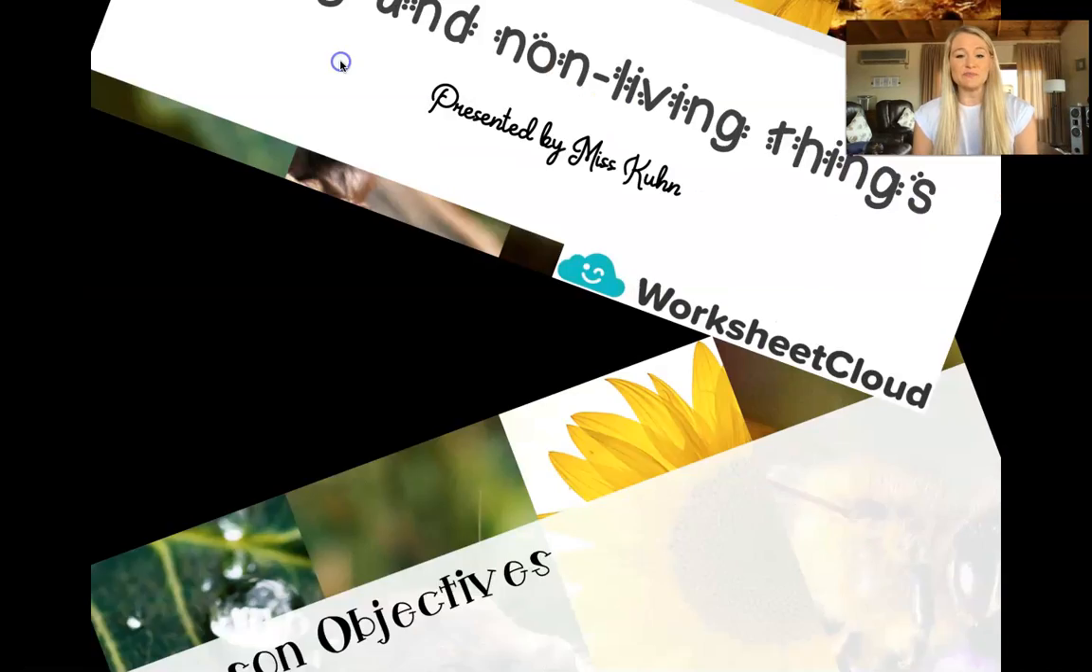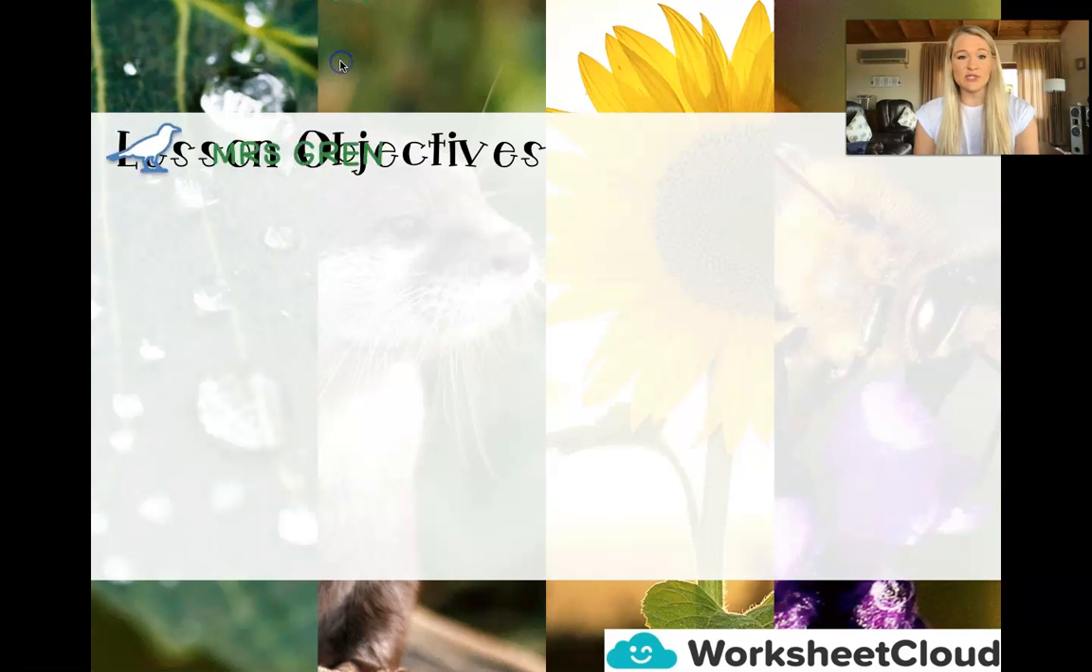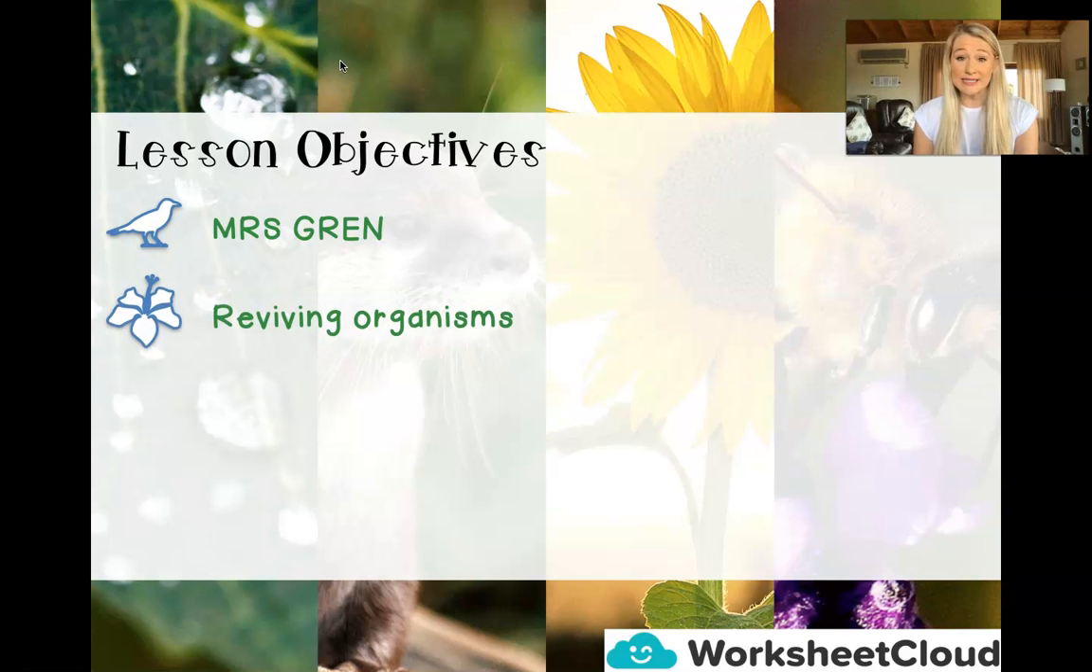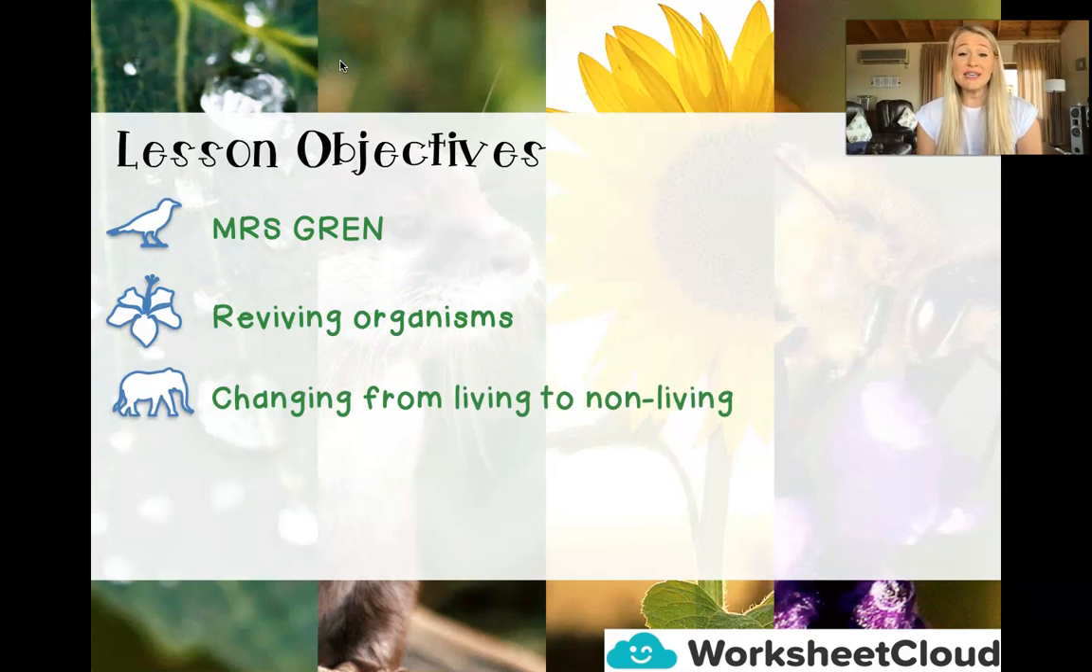Okay, so our lesson objectives for today, I'm going to introduce you to Mrs. Gren. She is a lovely lady, and she's going to give you some tips and advice on how to differentiate between living and non-living things. Then we are going to look at reviving organisms. Thirdly, we are going to look at changing from living to non-living. And then to end off today's lesson, I'm going to do an activity with you just to sort of wrap things up. Are you ready?